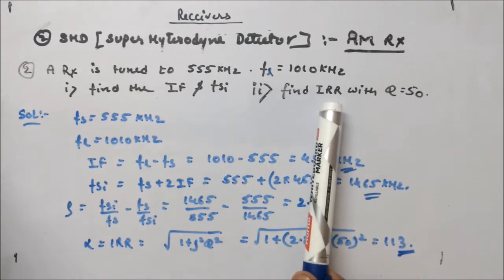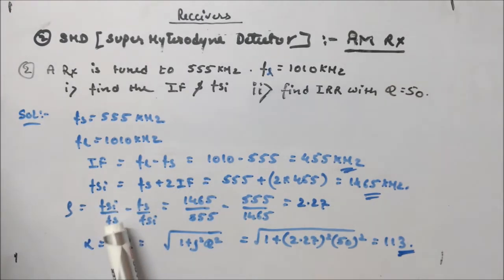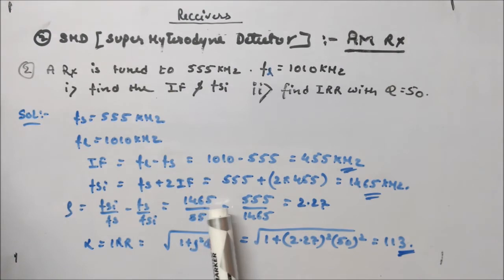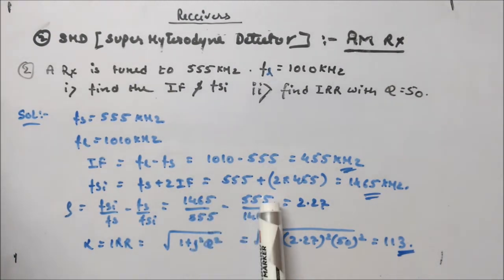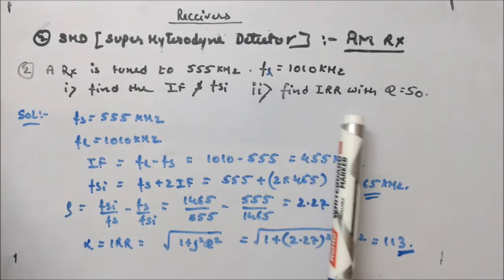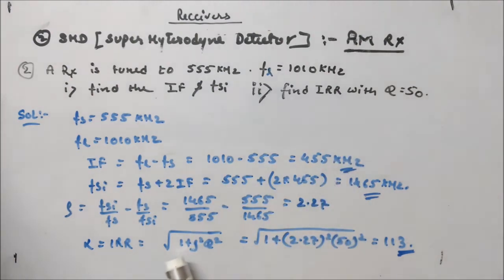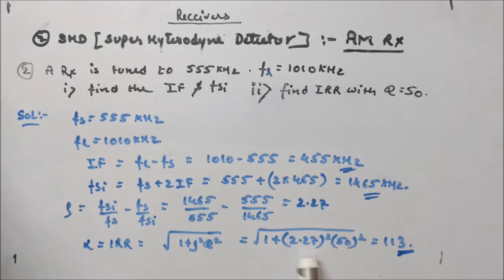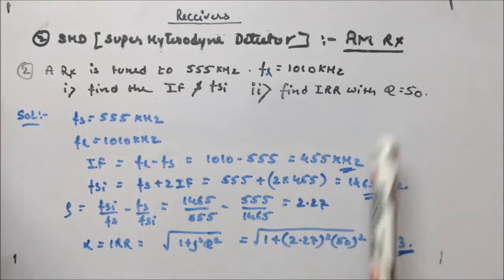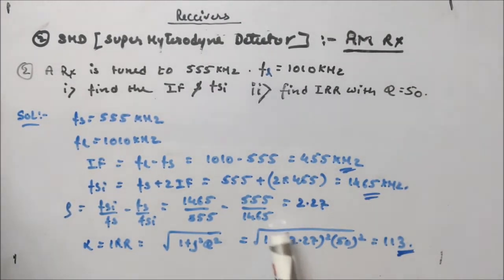Now to calculate IRR, you need rho. Rho is FSI divided by FS minus FS divided by FSI. FSI is 1465 divided by 555 minus 555 divided by 1465. That comes out to be 2.27. If you calculate the image rejection ratio, alpha equals under root 1 plus rho square Q square. Rho is 2.27 squared and Q is 50 squared. Then under root, you will get 113. This will be your answer.